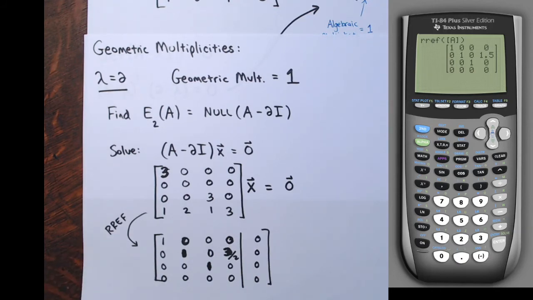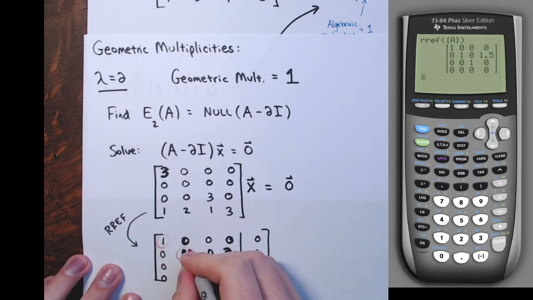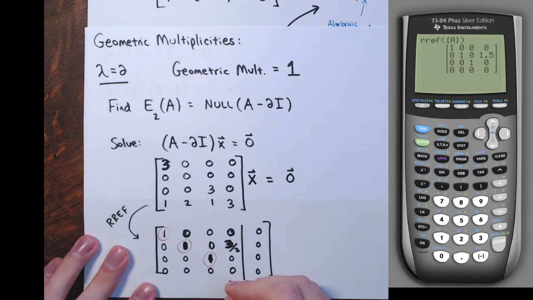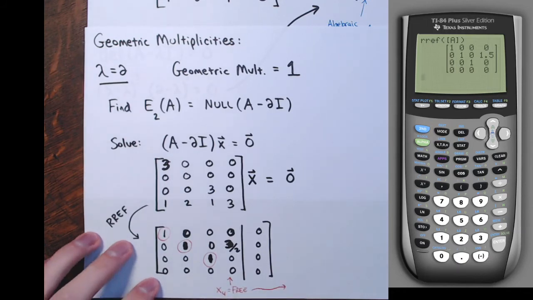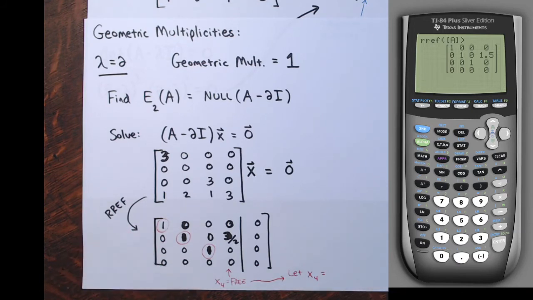Alright. So again, I look at the first component, the second component, the third component, right? These are all pivot columns. So x1, x2, x3 are all basic. It's this last column that doesn't have a pivot, right? So x4 is free. And as I like to do, I'm going to replace x4 with some expression that can take on any real number.